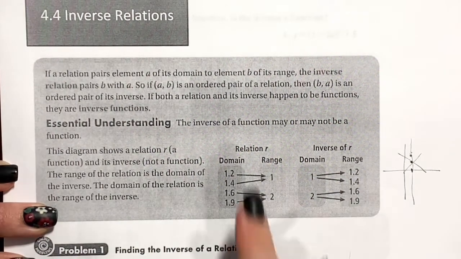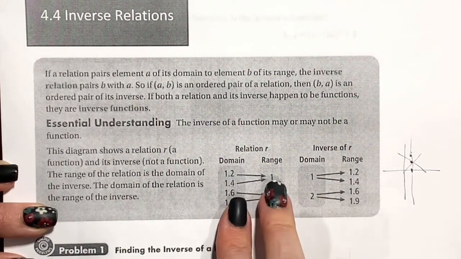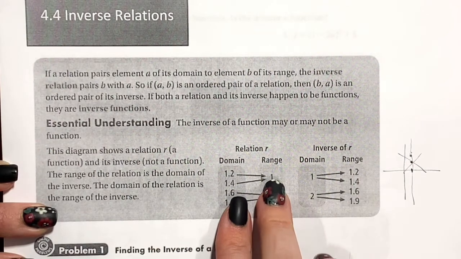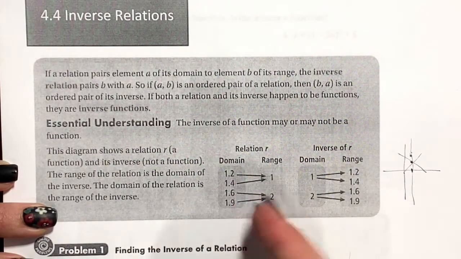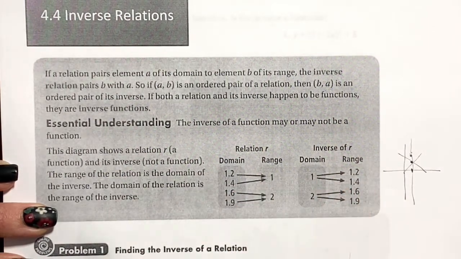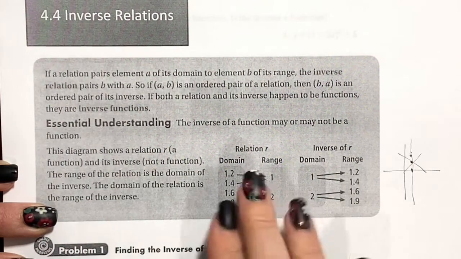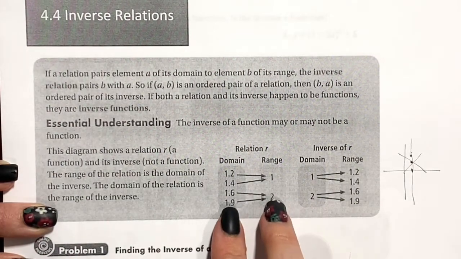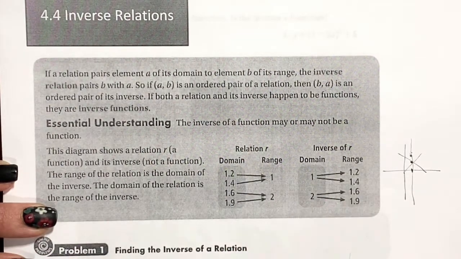So sometimes when you take the inverse of something, because essentially when you do the inverse, all you're doing is switching the x and y's, when I do that, my function is no longer a function. So that can happen sometimes. So this little diagram here would be considered a function, but this one would not be a function.